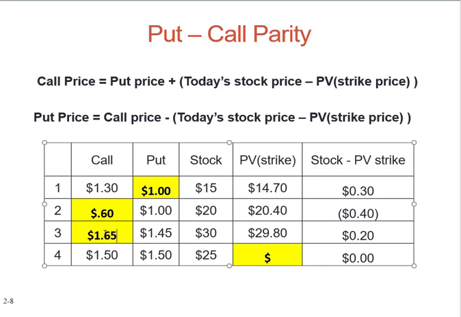$1.65. So if the differential is positive, the call is greater than the put. If the differential is negative, the call is less than the put. The last one, the put and call are the same price, so the present value of the strike has to equal today's price, which is $25.